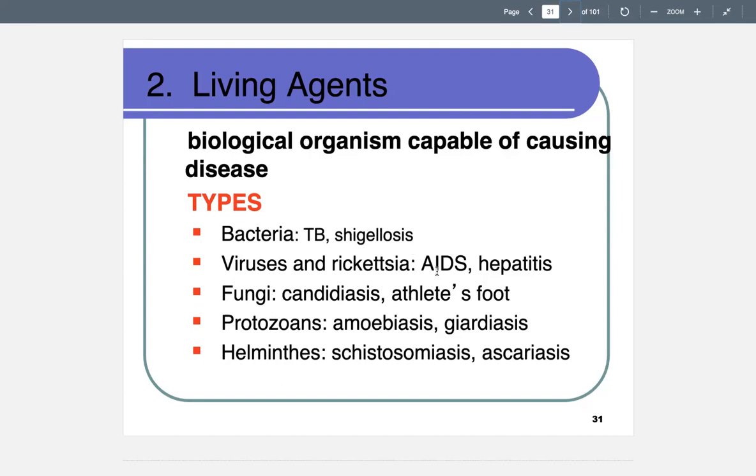Yung AIDS class, that is the final stage or end stage once you are infected with HIV or the human immunodeficiency virus. Okay, ang end stage niya yung AIDS. And then also hepatitis, maraming types ng hepatitis class. But the most common is hepatitis A and hepatitis B. Hepatitis A nakukuha 'yun sa mga contaminated food. Hepatitis B nakukuha 'yan sa mga contaminated needles.